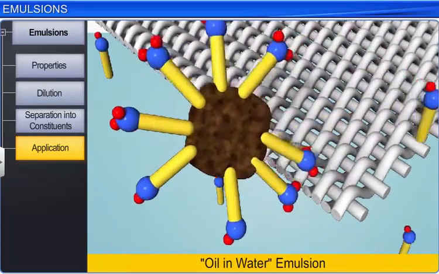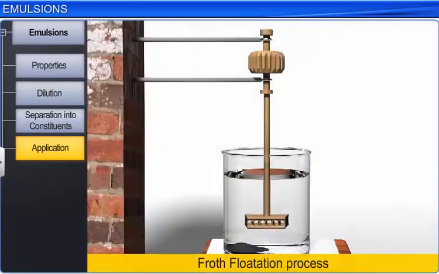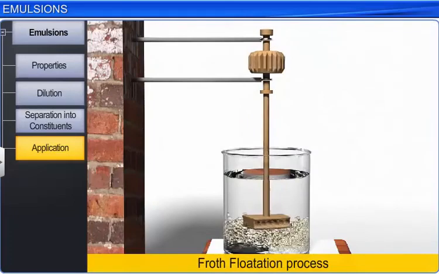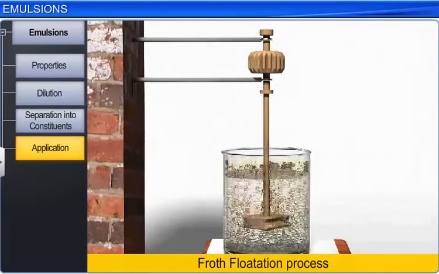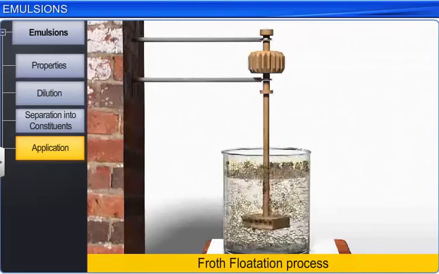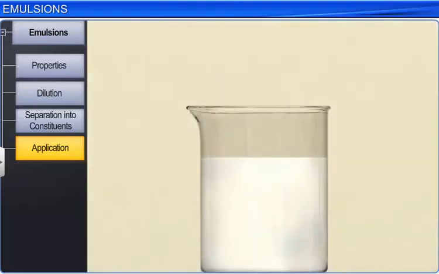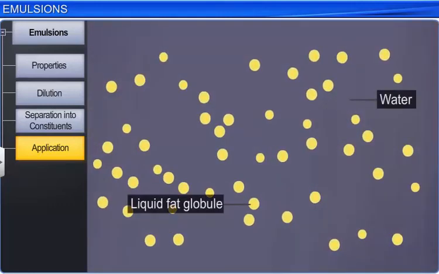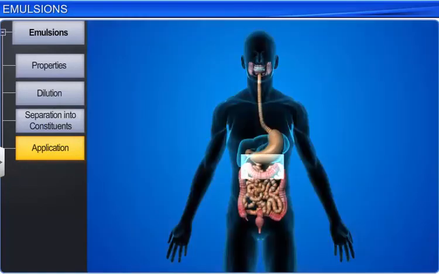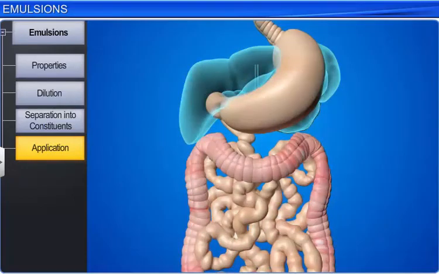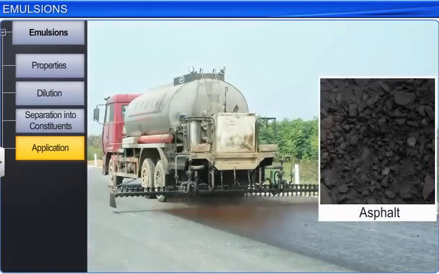The concentration of ore by the froth flotation process is based upon the treatment of the powdered ore with an oil emulsion. Milk, which is an important constituent of our diet, is an emulsion of liquid fat droplets in water. The digestion of fats in our body takes place by the process of emulsification. Asphalt, emulsified in water, is used for building roads without the necessity of melting the asphalt.